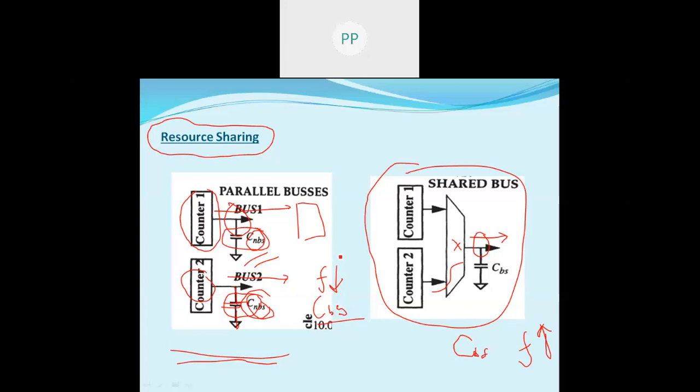So for overall dynamic power dissipation, proper optimization can be done in selection of the bus lines and the frequency, and the switching activity can be optimized. So this could be one of the approaches. By proper resource sharing, we can also have control over the switching activity, and we'll be able to reduce the power requirement.